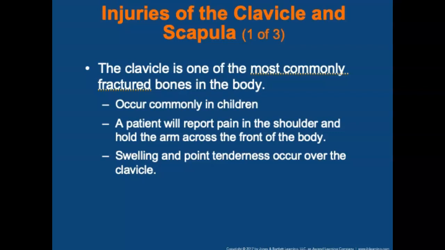A patient with a fracture of the clavicle will report pain in that shoulder, and usually hold their arm across the front of their body. Generally, swelling and point tenderness will occur over the clavicle. Because the clavicle is subcutaneous, the skin will occasionally tent over the fracture.